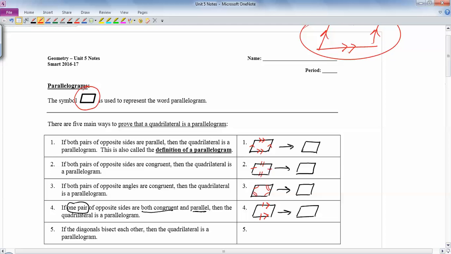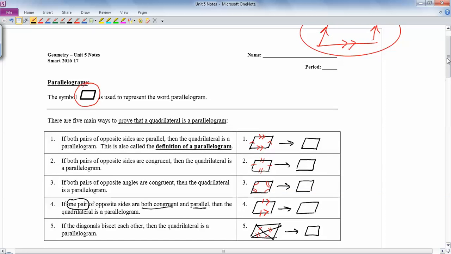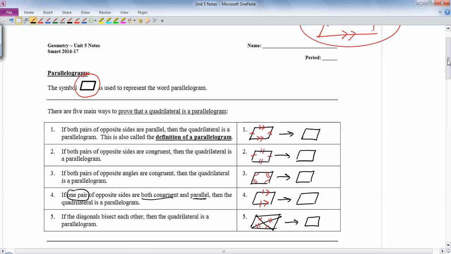That's enough. And then the last one deals with the diagonals. So we're going to have to draw in the diagonals here. And it turns out if the diagonals bisect each other, so if they cut each other in half, so this little part would equal this little part, and then this little part here would equal that little part there. If that happens, then you get a parallelogram. Okay. So those are the ways to get a parallelogram.